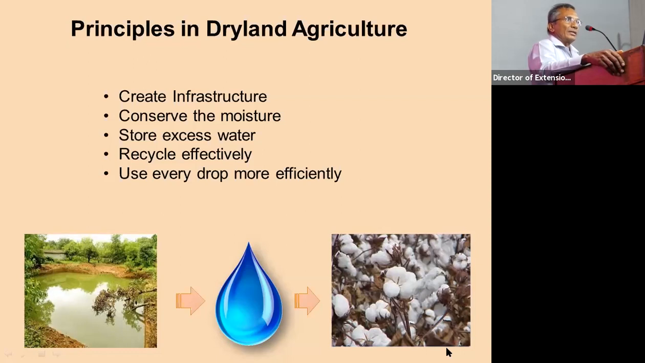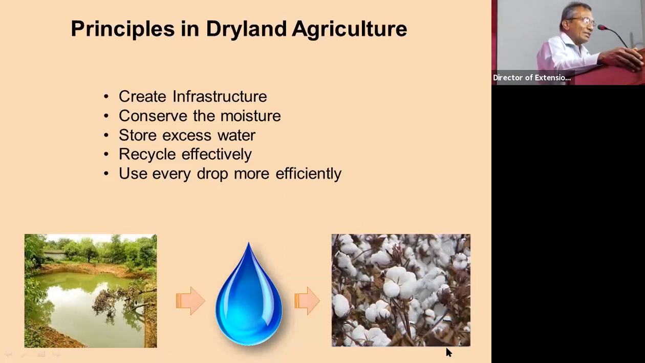Then the stored water should be recycled effectively. Otherwise it will get evaporated or percolated to deeper soil layers. So it should be recycled effectively. If you have energy, maybe a petrol engine, diesel engine, or nowadays solar energy pumps are available. So whatever water is stored, we can use that water effectively. Every drop must be used efficiently for crop production, livestock production, or any other domestic purpose in dryland agriculture.